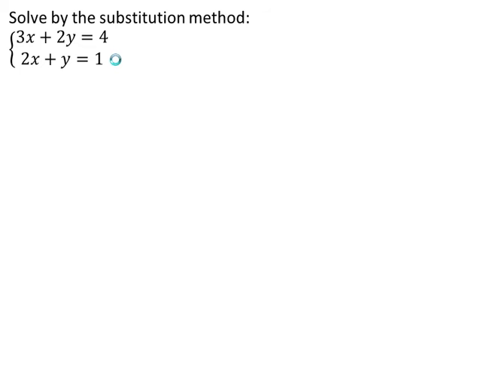So we're going to go ahead there and use equation 2 and just subtract 2x from both sides. That'll get y by itself. We get y equals 1 minus 2x, or you could write that as negative 2x plus 1.